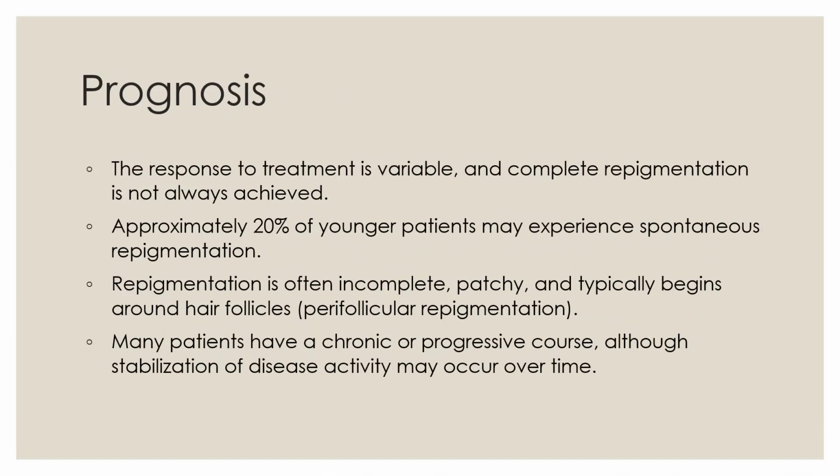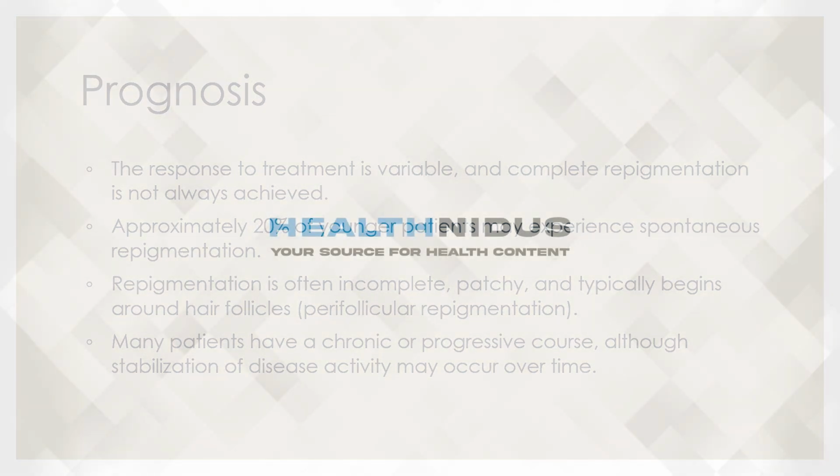Finally, just a quick word on prognosis. The response to treatment is variable and complete repigmentation is not always achieved. Approximately 20% of younger patients may experience spontaneous repigmentation. Repigmentation is often incomplete, patchy, and typically begins around hair follicles, what we term perifollicular repigmentation. Many patients have a chronic or progressive course, although stabilization of disease activity can occur over time.